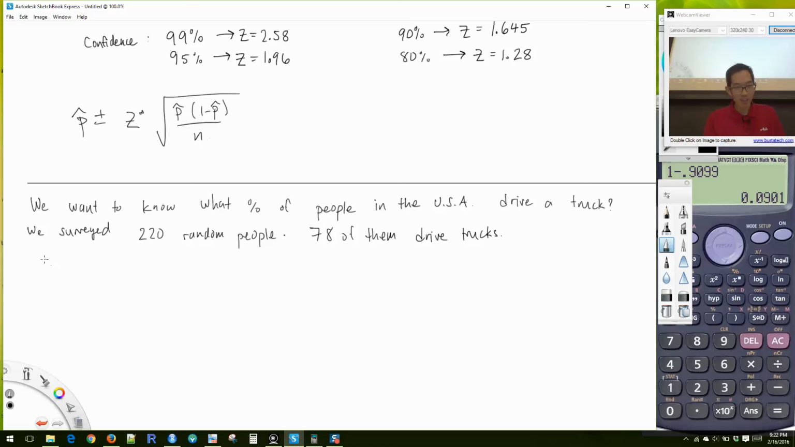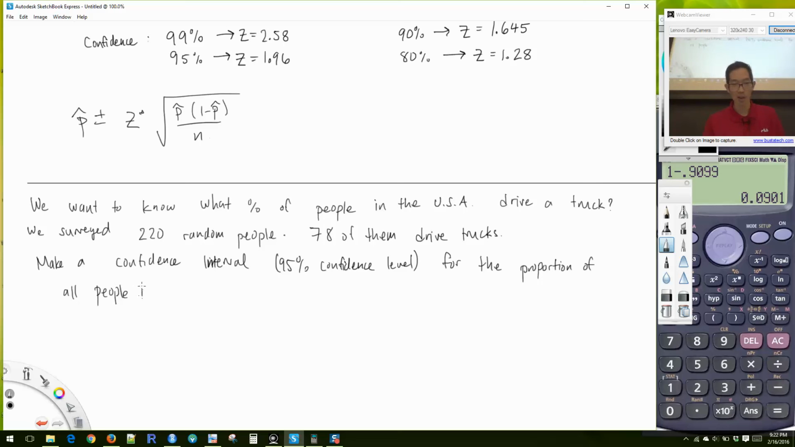All right, make a confidence interval with a 95% confidence level. Make a confidence interval for the proportion of all people in the USA that drive trucks.